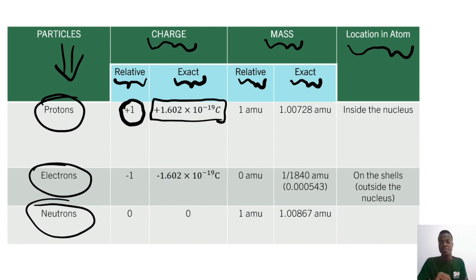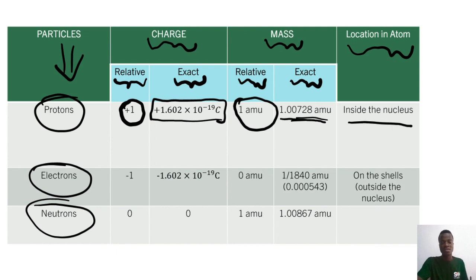When you come to the mass, the relative mass, AMU stands for atomic mass unit. So one atomic mass unit is one unit that is used for atom calculations. So the relative one is one AMU, but the exact, the actual one will be 1.00728 AMU. This is the exact mass, and the location is inside the nucleus, basically.